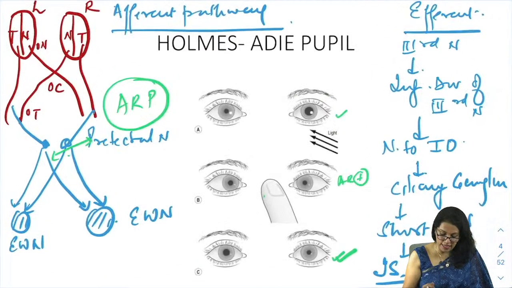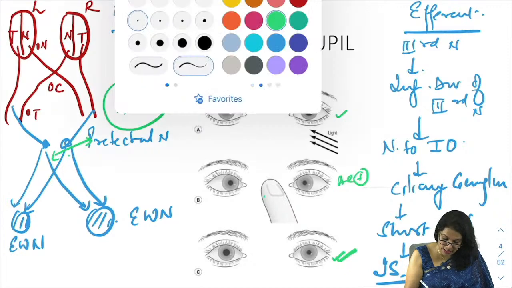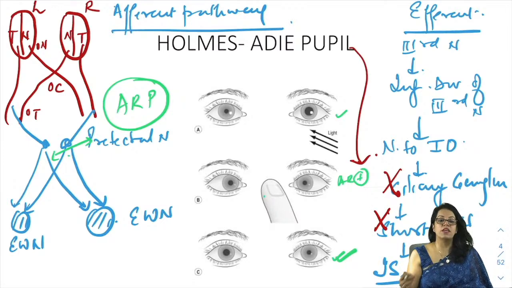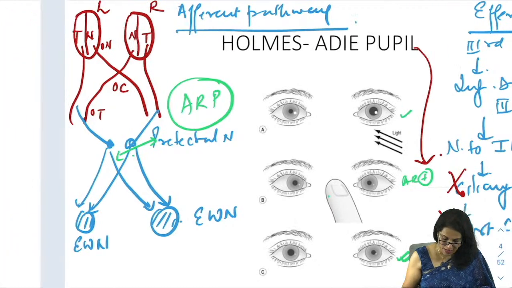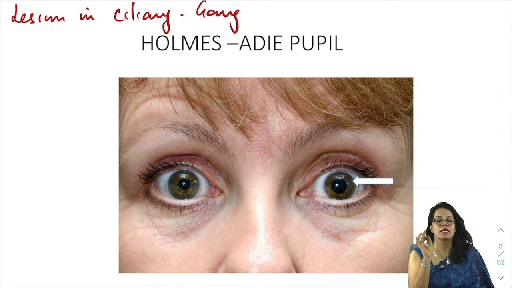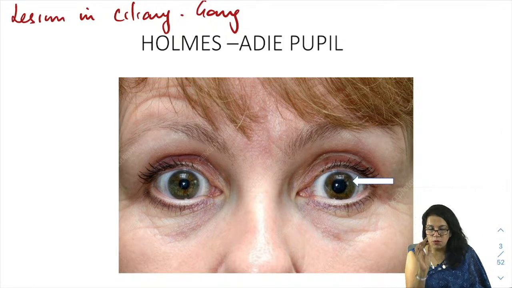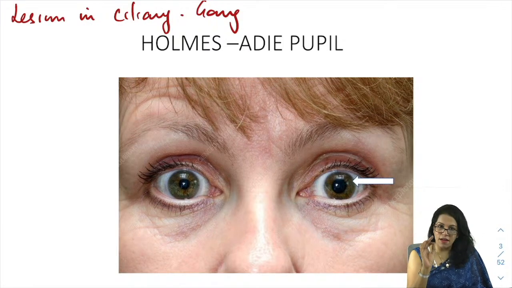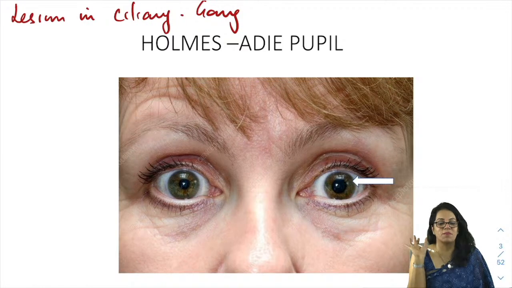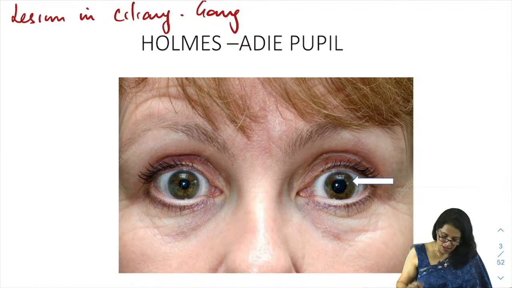This is Holmes Adie pupil. It happens because of a lesion of the ciliary ganglion and short ciliary nerves. So it is a lesion of the efferent pathway that leads to Holmes Adie pupil. Okay? I hope it is absolutely clear now. Whenever you have to answer on pupillary reactions, you have to go back to your pathway. You will answer everything if you are clear about your pathway. That is very important. Okay? Let's go ahead and read further.